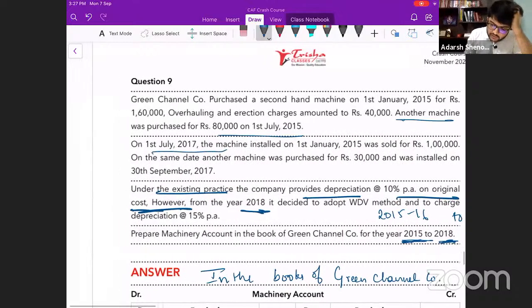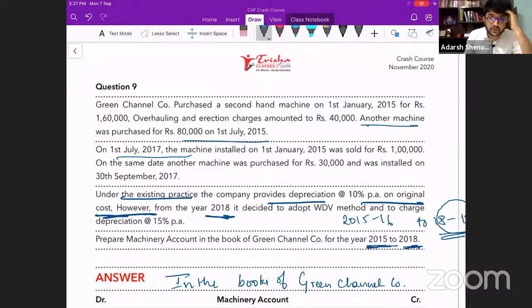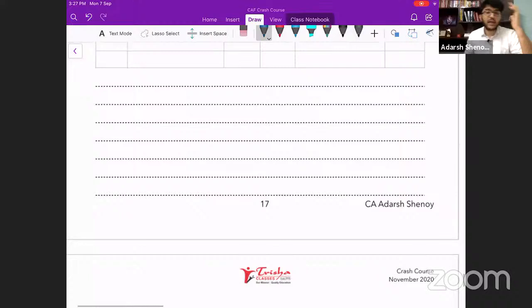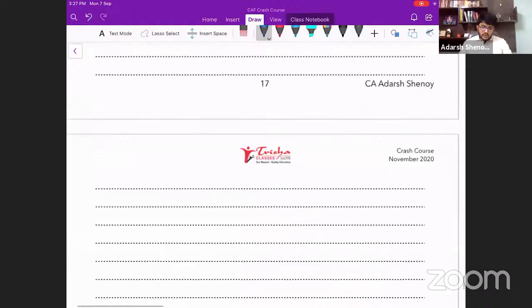Which machinery have we sold? The machinery which we had purchased on 1st January. Machine 1 is being sold for 1 lakh rupees. Can we calculate once? What is the book value of the asset? Is it profit or loss? Can we calculate it? Yes.